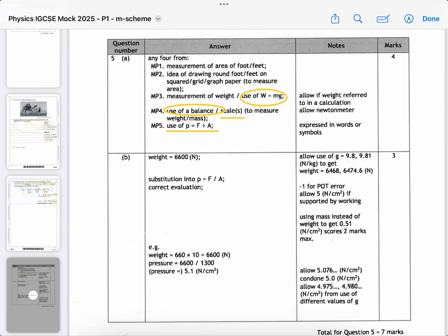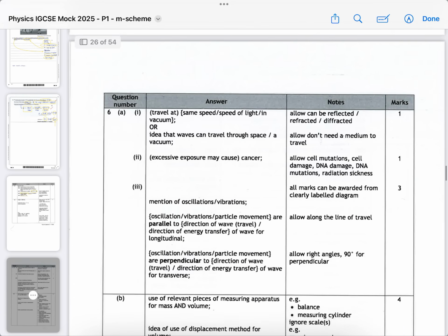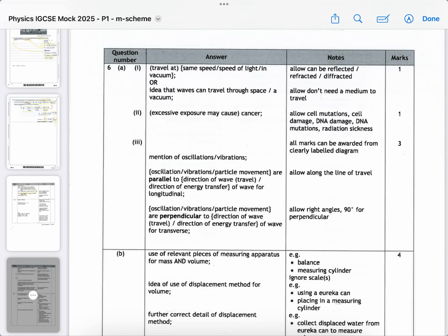I'll let you pause the video. So I've done two more questions. I'm not going to do question 6 in this video because it's a 13-mark question, and this time it's about waves and about density, so we'll come back to it. I'll pause the video here.